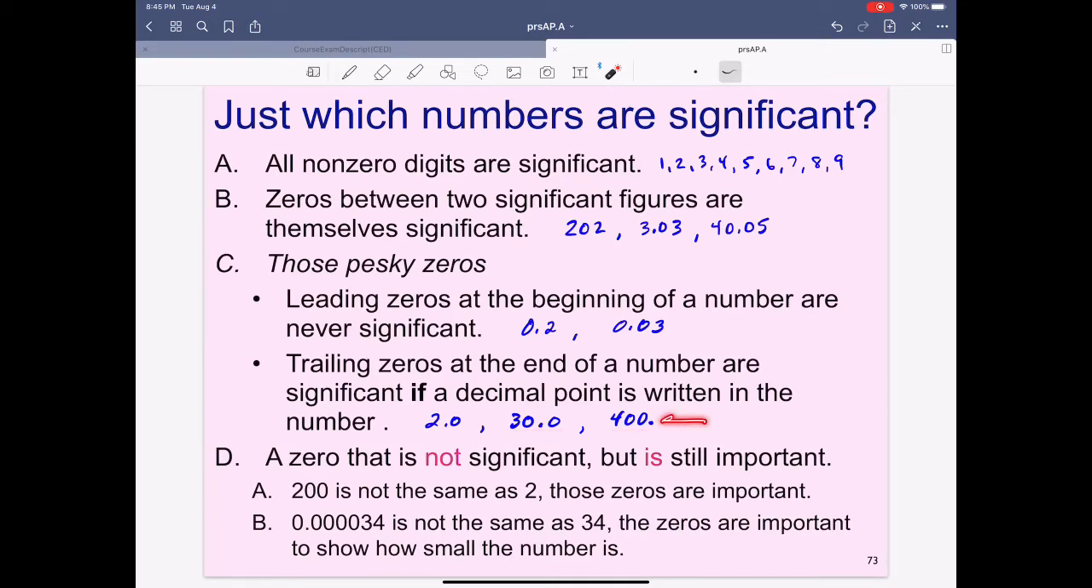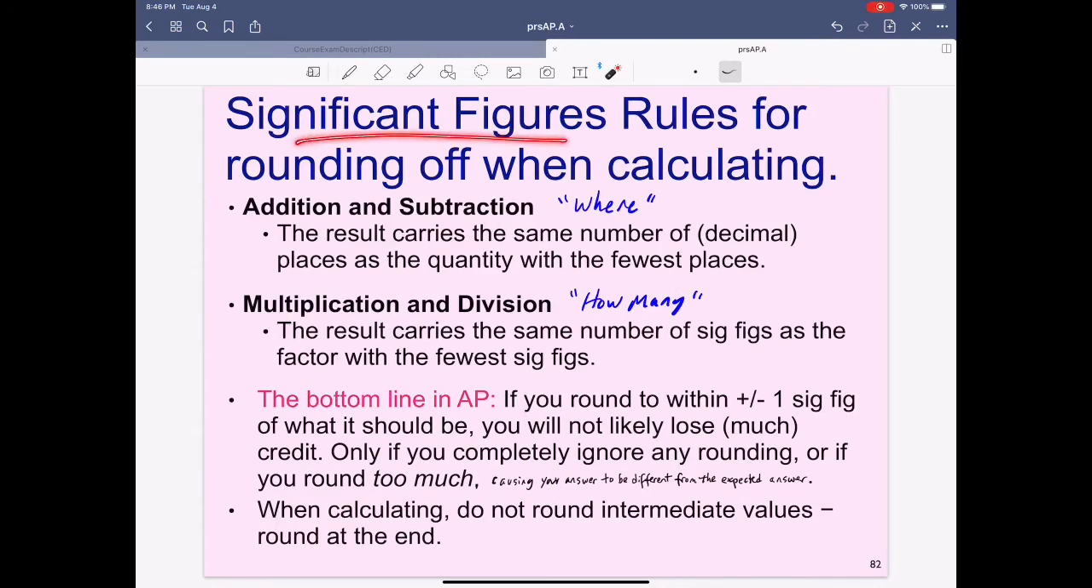You will sometimes see AP put a decimal after, say, 400 mils because they want to indicate three significant figures. A zero that is not significant is often still very important. 200 is very different from 2, and while these zeros are not significant, they certainly are very important. So now what about significant figures when calculating?